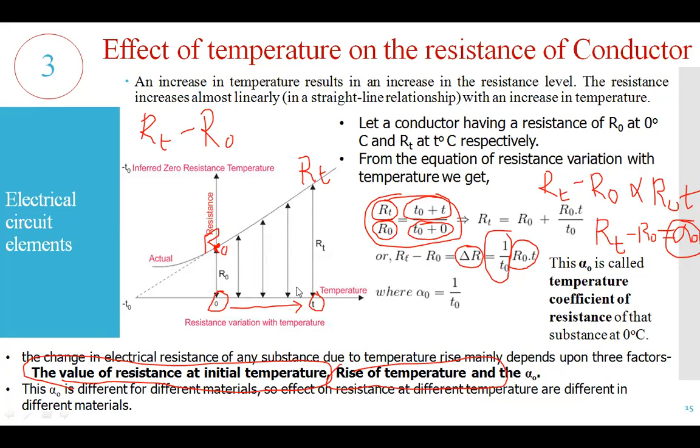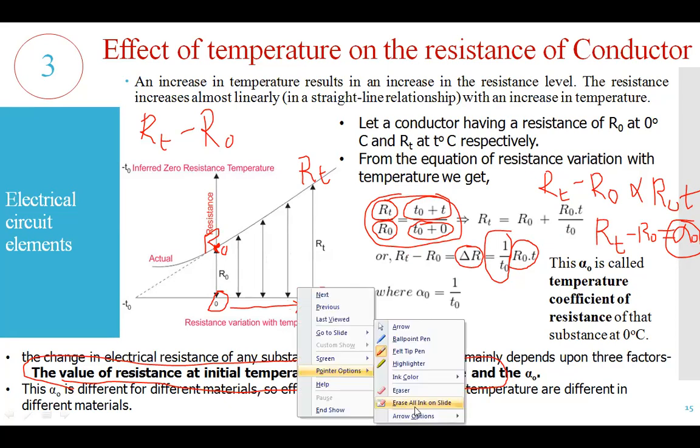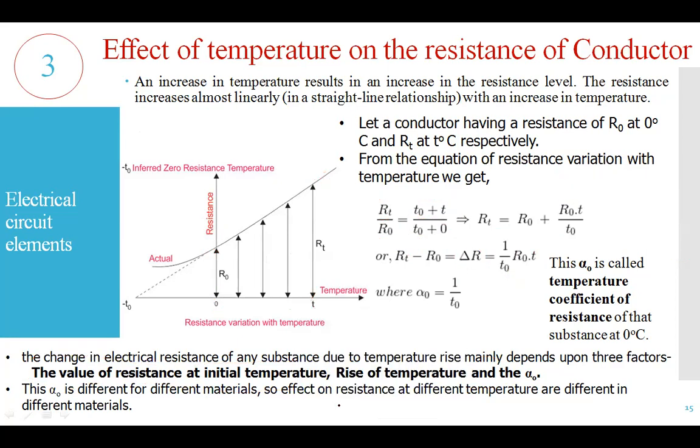So the alpha 0 value is different for different types of materials we are using, like alloy, steel, copper, and that will be identified. Based on that, you can say that the effect of the temperature is different. So this is representing that when you have different types of material, you will get different values, like silver, copper, gold, aluminum, tungsten, platinum.